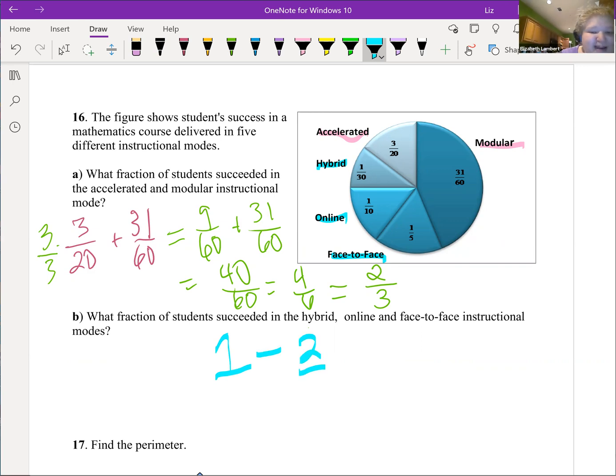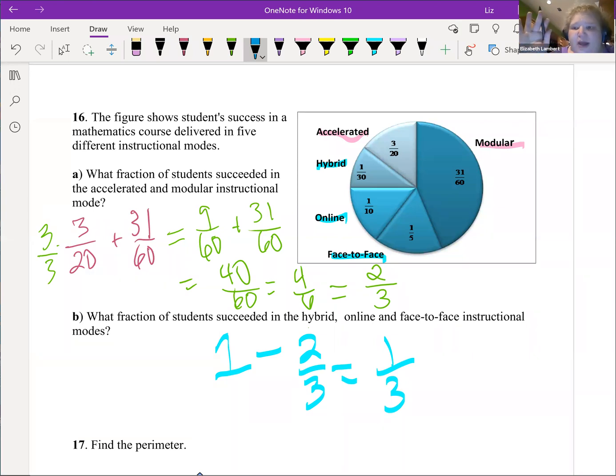So it is 1 minus 2/3, which is 1/3. And that is totally legitimate thinking, perfectly correct, works every time because they asked for all 3 of the others, the other part, together.